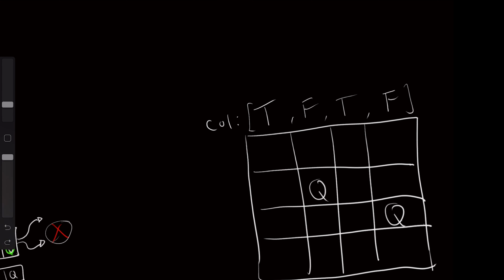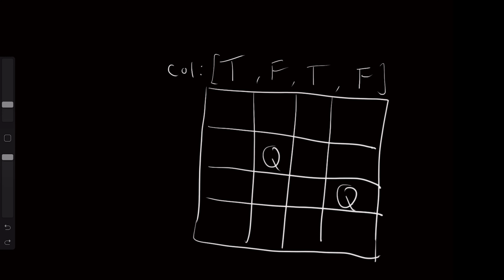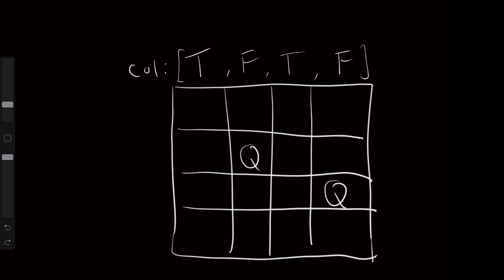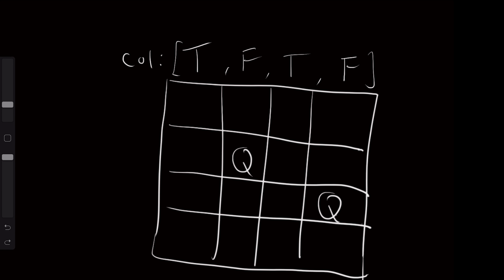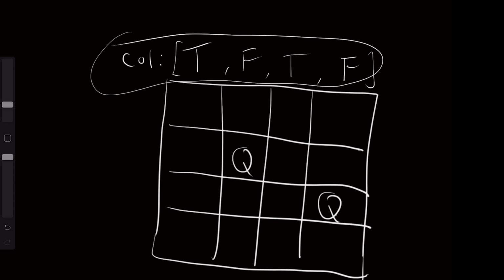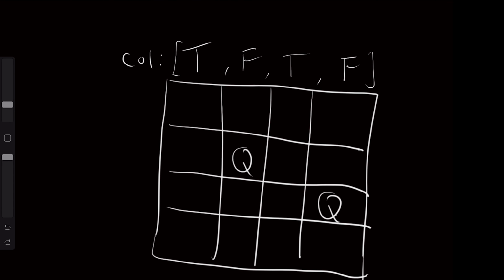So I drew something like this. It might not mean much to you, but I'll explain what this is. Okay, so here we have a 4x4 grid of the queens game. As you can see here, I have a column. This is actually an array, and it says true, false, true, false. Can you try to guess what this means?